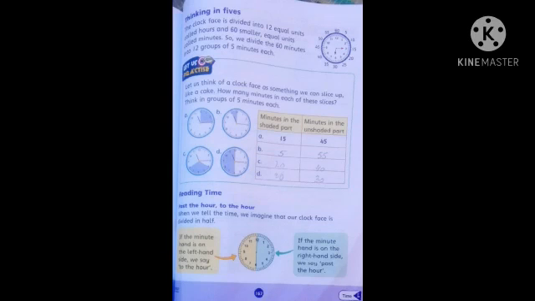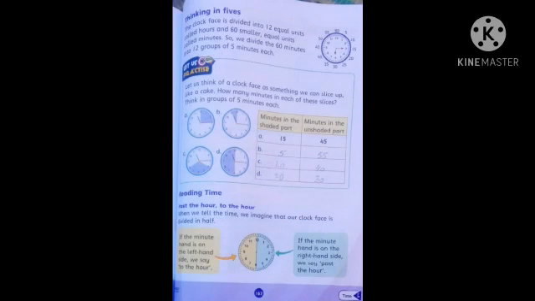Let us think of a clock face as something we can slice up, like a cake. How many minutes are in each of these slices? Think in groups of 5 minutes each. Look at clock A. Let's count the minutes in the shaded part.